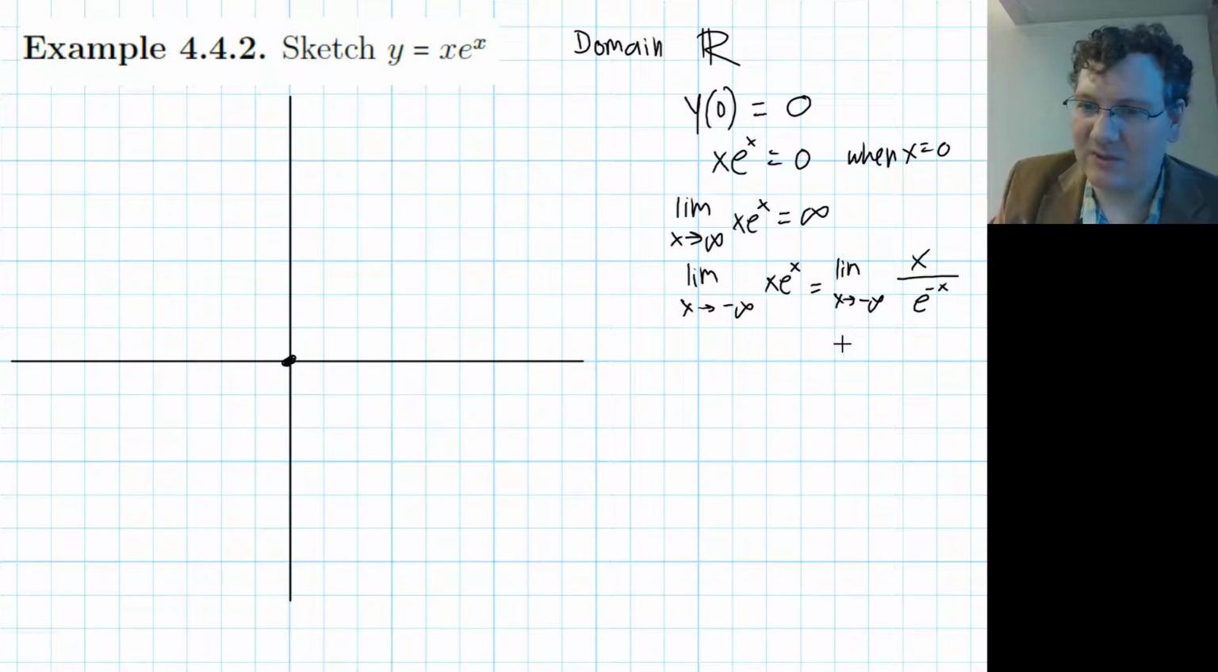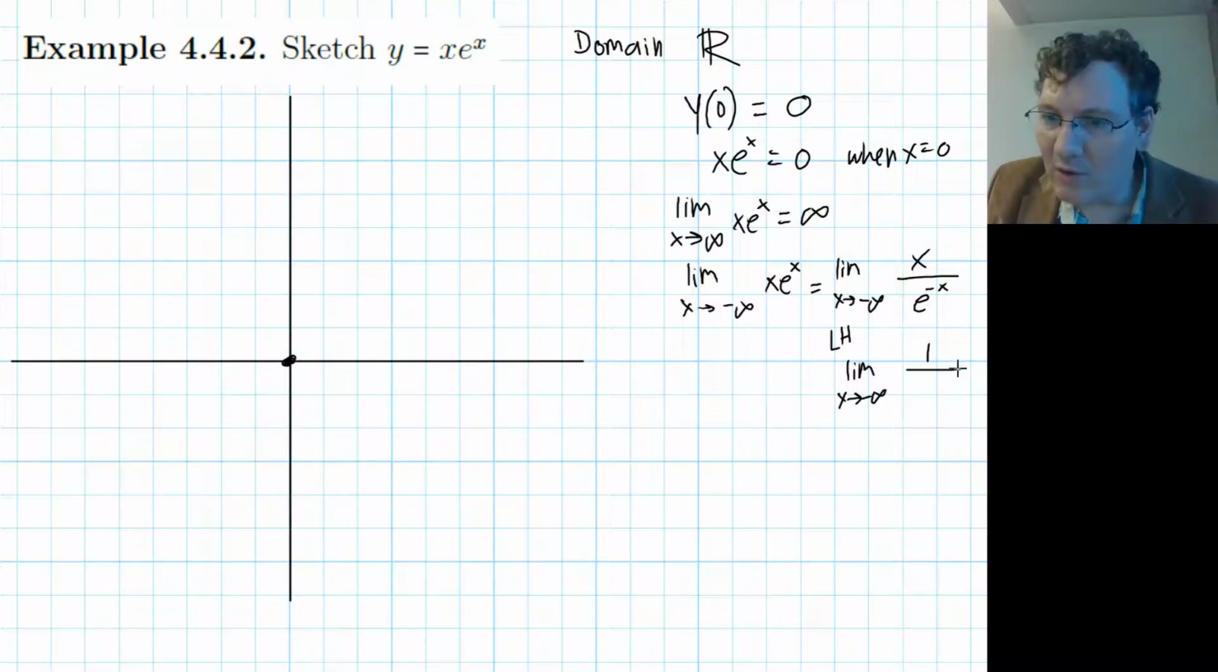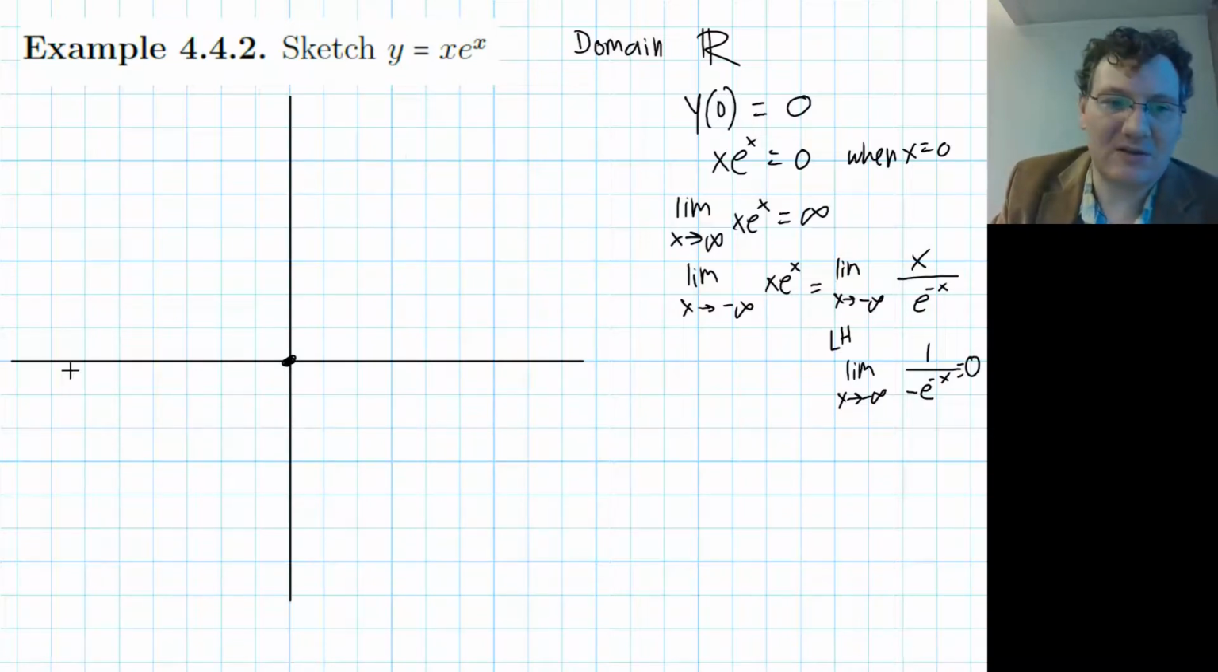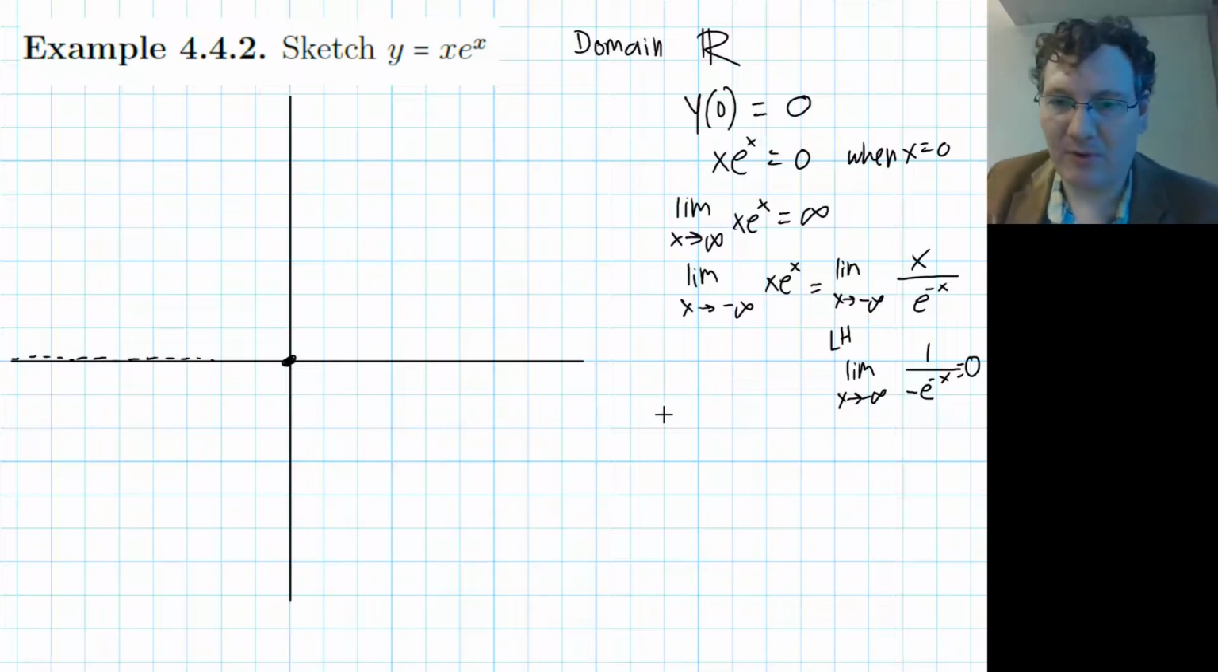So let's use L'Hopital's rule. That's infinity over infinity. That's going to be the limit as x goes to negative infinity of 1 over negative e to the negative x. Now that's going to be 1 over negative e to the negative infinity, which is 1 over infinity, so that's going to go to 0. Okay, so that's good. We know that this thing does have an asymptote at 0. It goes to 0. Now let's find a couple of other critical points of this thing.